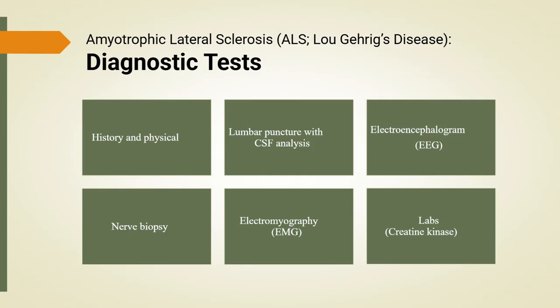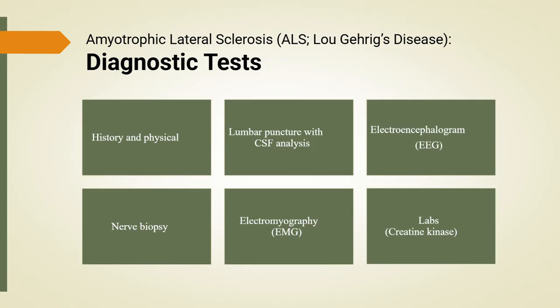Electromyography, or EMG, is one of the most important tests in the diagnostic process. Electromyography evaluates the electrical activity of muscles and shows characteristic patterns seen in amyotrophic lateral sclerosis, including fibrillations, fasciculations, and evidence of both acute and chronic denervation. A nerve conduction velocity test is often done alongside electromyography to ensure that peripheral nerve damage or demyelinating disorders are not responsible for the patient's symptoms.